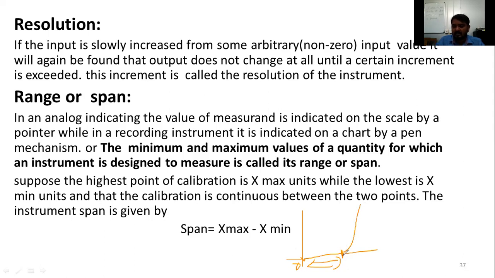Example I have given yesterday, that is diode characteristics, the VI characteristics of a diode. For a particular value, the output current will not change. After reaching the rated voltage, suddenly the output current will increase. What will we call that one?